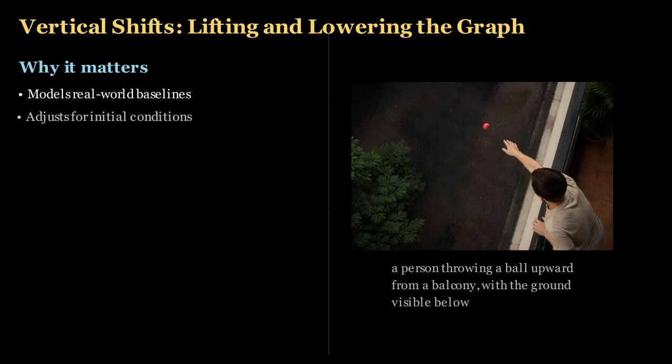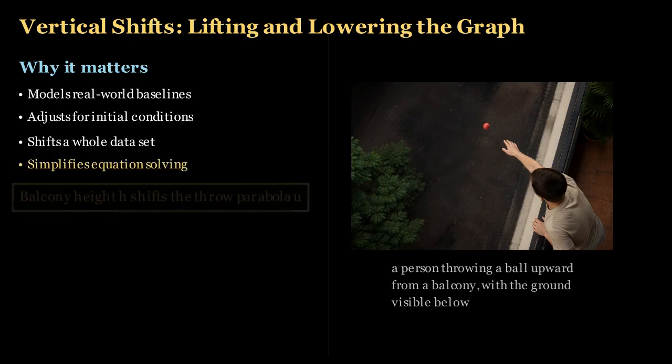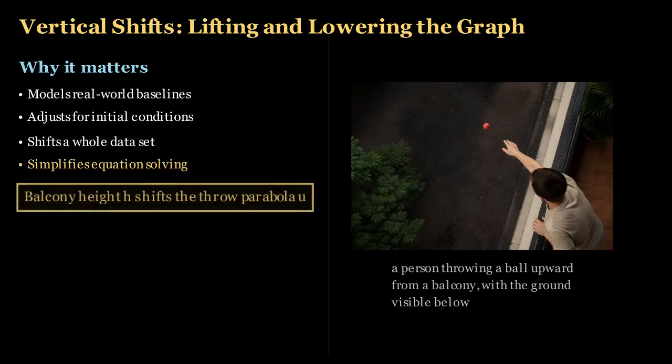In physics, if you throw a ball upward, its height follows a parabola. But if you throw it from a balcony instead of the ground, the whole parabola shifts up by the height of the balcony. Vertical shifts let us take a basic parent function and quickly adapt it to a real situation where things start from a different baseline. It's also a key trick in solving equations. If you can shift a complicated graph to make it cross the x-axis, you can find solutions more easily.